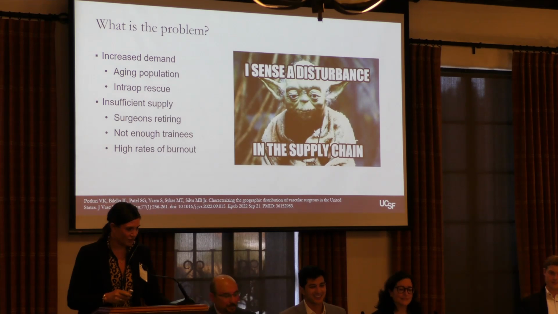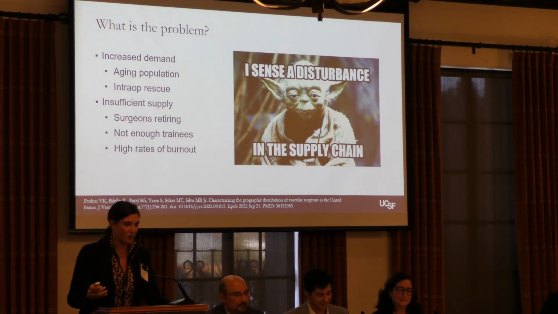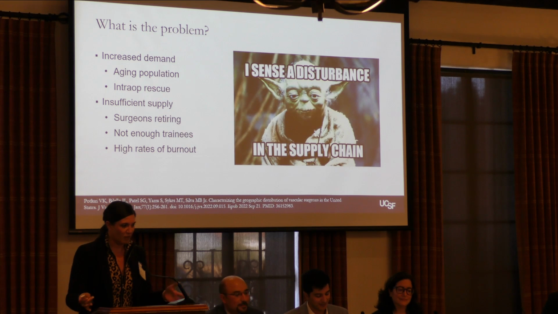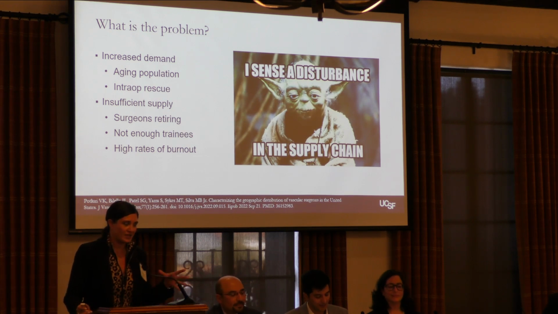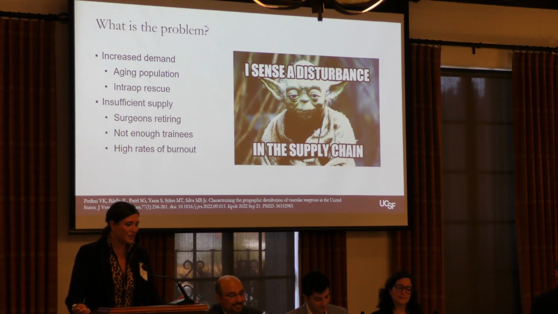Those are my disclosures. I think all research starts when you identify a problem. The problem we have here is an aging population. Anyone who's a vascular surgeon in the room knows that we get called more frequently for intraoperative rescue, and we have insufficient supply. Surgeons are retiring, there are not enough trainees, and we're all tired. What does that result in? A huge deficit of vascular care for the United States.